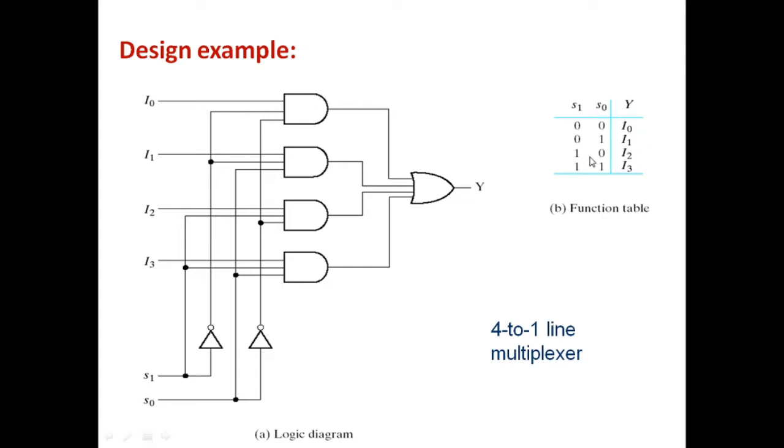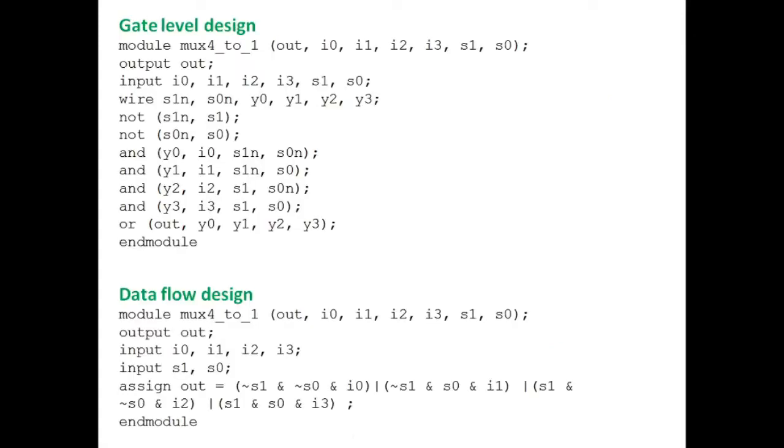The functionality will be given by the truth table. So whatever I am going to write here, it should meet the functionality of the design. So this is the program code I have highlighted here. Module mux 4 to 1 with output, inputs and selection lines. All these things you can understand. And if I would like to design using data flow structure, data flow design, this is the code of how it will be.